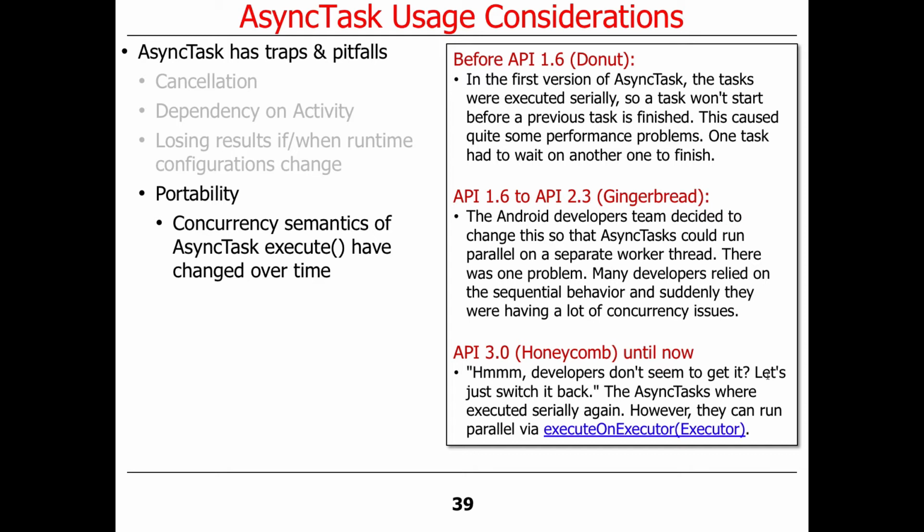during the Gingerbread time frame, they changed it so that async tasks ran in parallel in the background, which made everything run faster, but it broke all kinds of code where people didn't know how to do synchronization. So then, starting with the Honeycomb release until now, they changed it back. So they added this, or they allow you to be able to call execute on executor. So the way around this, if you really want to have consistent semantics, just use execute on executor all the time and pass in the semantic that you want based on the executor parameter that you pass to it.